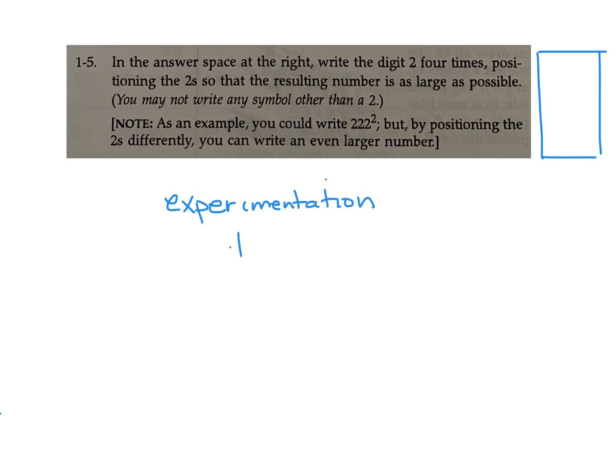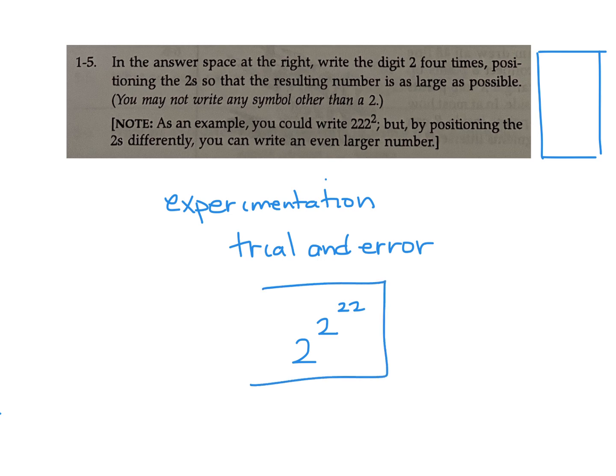And with trial and error, you will get the largest possible with the following arrangement: 2 to the power of 2 to the power of 22. So 2 to the power of 2 to the power of 22, that is the arrangement that results in the largest possible number.